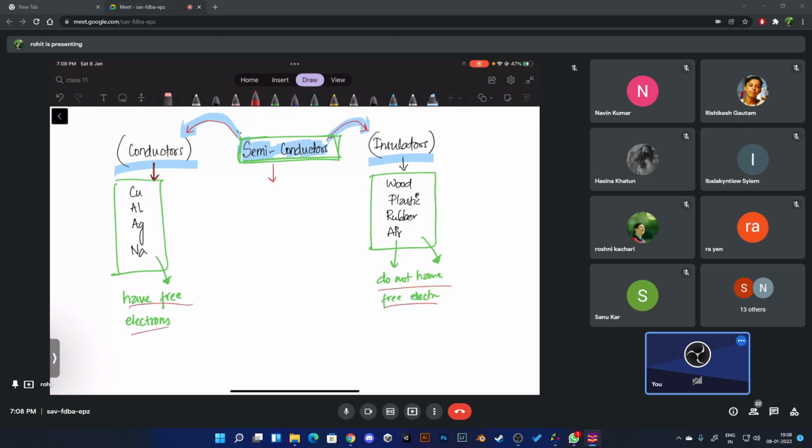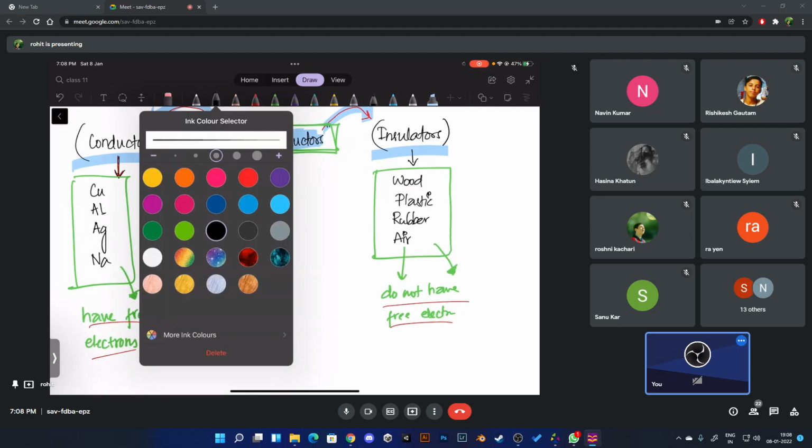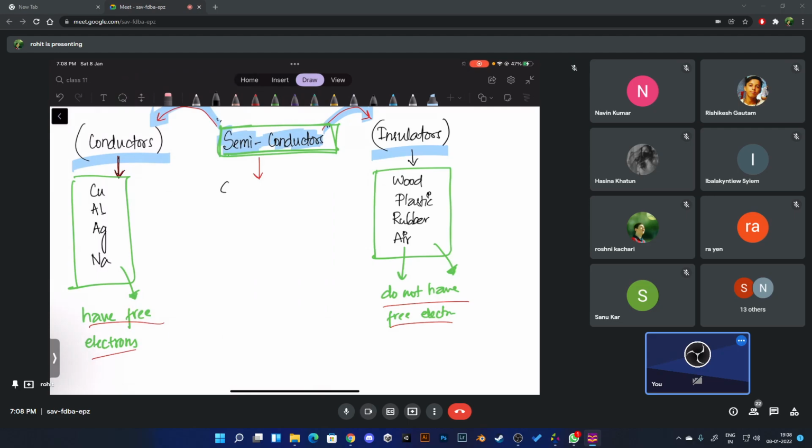Example, anybody knows the example? By now you have studied, no, in your school maybe? Example of semiconductors is what? Germanium and silicon. Yes, germanium and silicon. Both of them, they have something common. Can you tell me what is that? They are both present in which group? Group 14. Okay, group 14 or group 4, we call them, right?